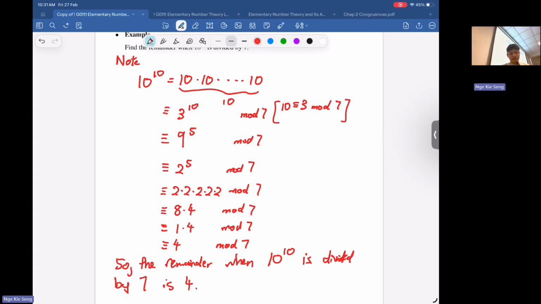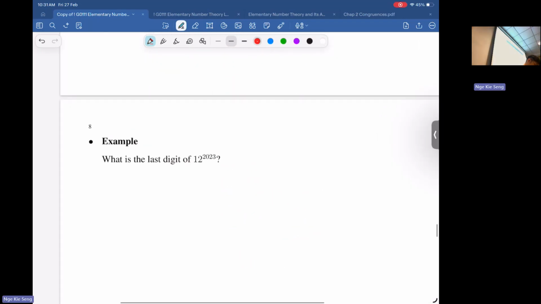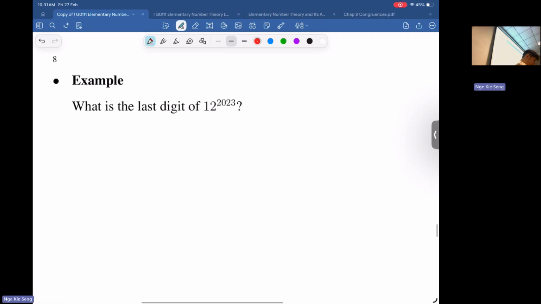Let's see. Okay, I guess next question. Maybe discuss about this. What's the last digit of 12 to the 2023? I guess this lecture notes is built on 2023, so that's why they write 2023 here. I also computed for 2026, if you like. But the problem here is they want to figure out the last digit.